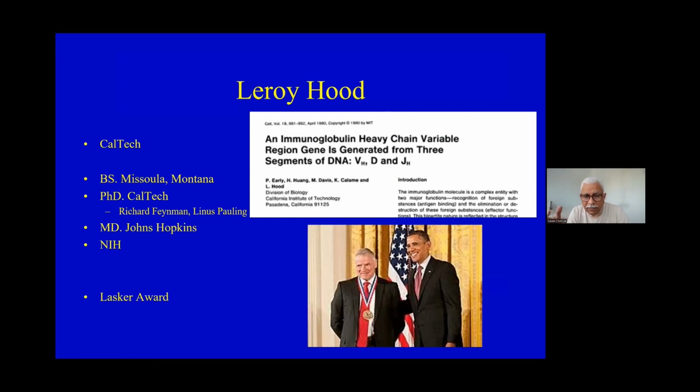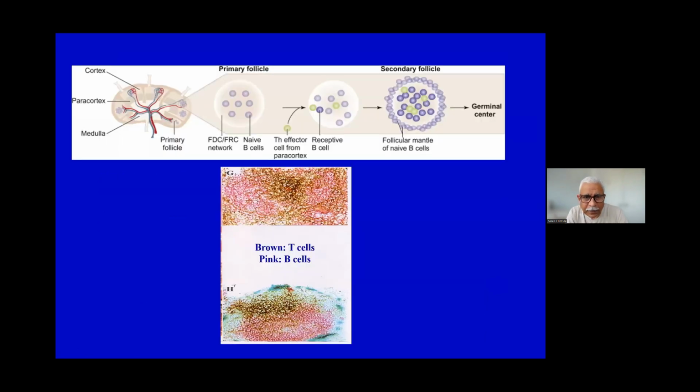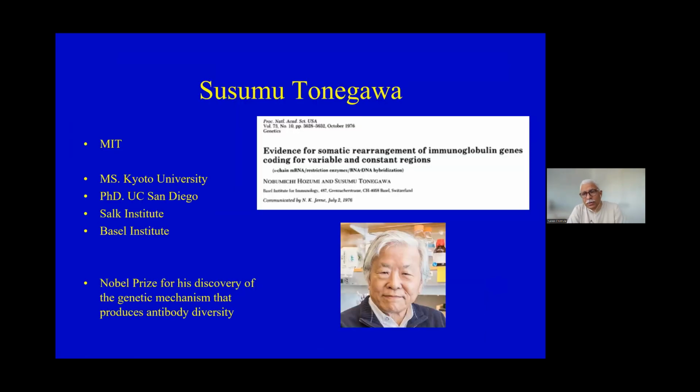Leroy Hood did a phenomenal amount of work in the 1980s to decipher the recombination events that take place for VDJ recombination. I think he's worthy of a Nobel Prize himself, but I don't think he got the Nobel Prize for this. But he got the Order of Merit from Obama. Another person who actually got the Nobel Prize was Susumu Tonegawa. He got the Nobel Prize for demonstrating a phenomenon called somatic rearrangement.